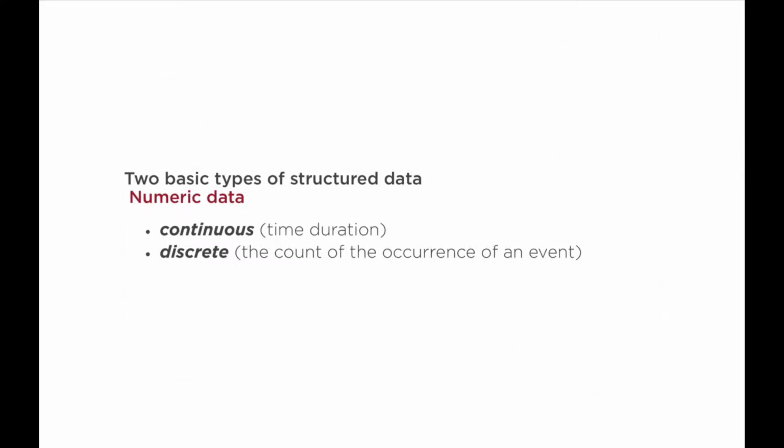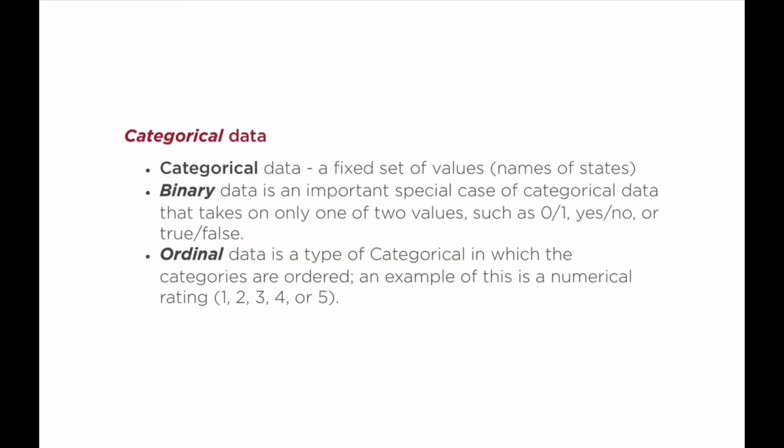Thus, we have two basic types of structured data. Numeric data with two subcategories, continuous and discrete. Make sure you understand the difference between those two, as continuous represents time, duration, for examples, and for discrete we have counts, occurrences of events. Categorical data actually has two subcategories, and one main category is just a fixed set of values. The first subcategory is binary data, which is a special case that takes only one of two values. It can be 0, 1, yes, no, or true or false. Ordinal data is another subtype of categorical data, where categories are ordered.